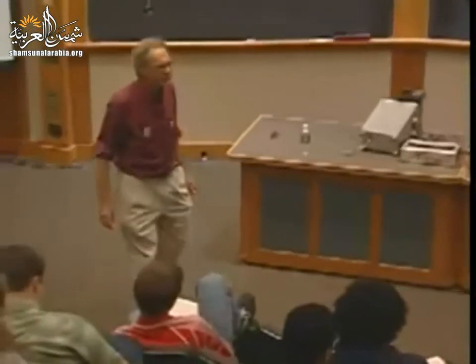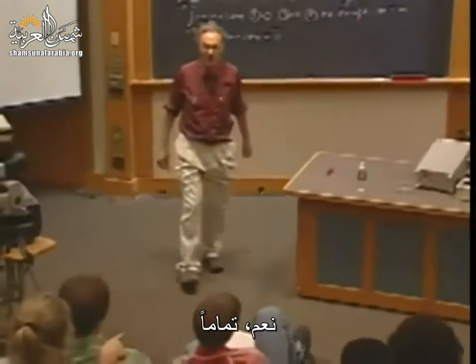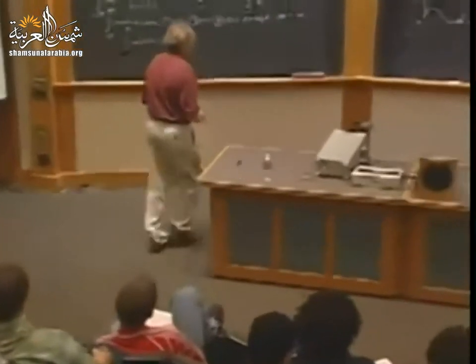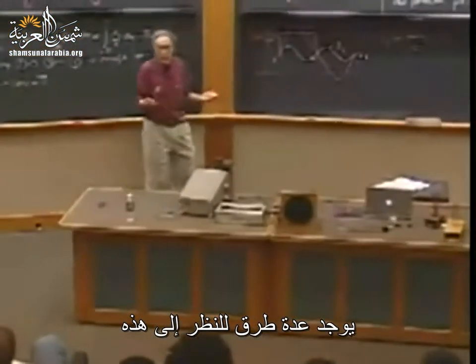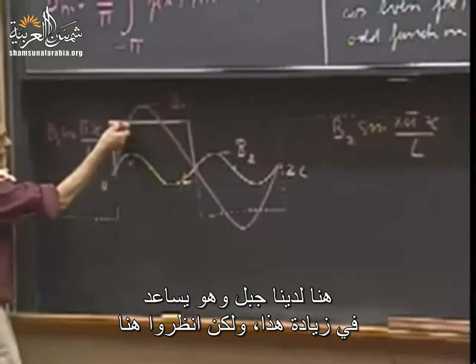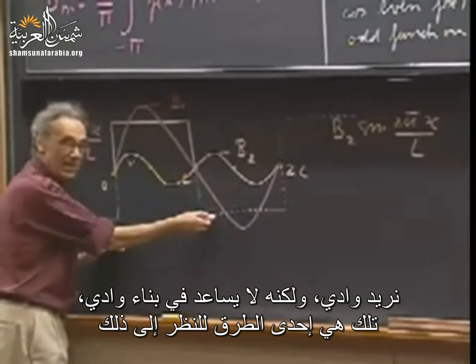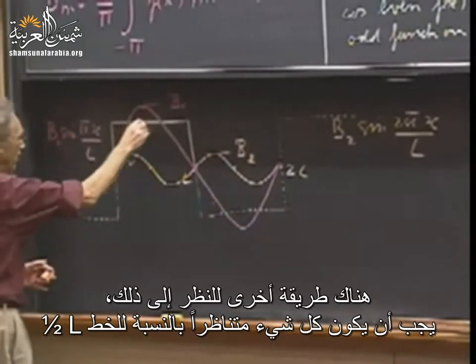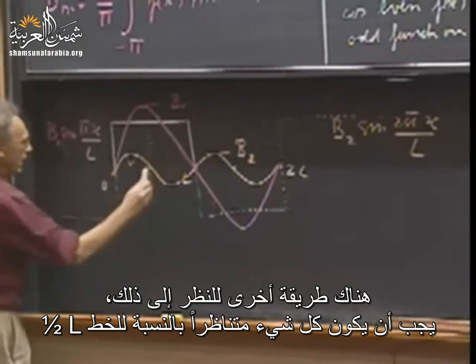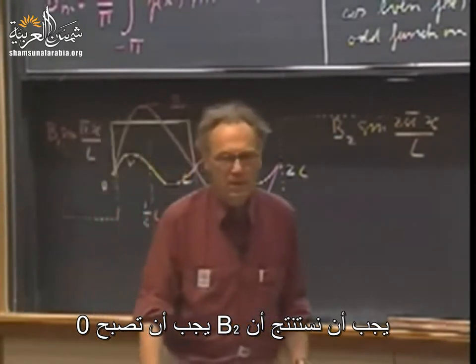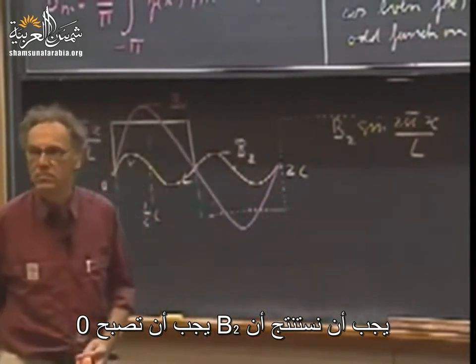Why? Exactly. There are various ways of looking at it. One is easy. Here you see a mountain that helps building this up. But look what you see here. You want a valley. And it's not adding to the valley. That's one way of looking at it. There's another way of looking at it to say, look, everything has to be symmetric about the line 1/2 L. If this builds up, it's got to build up there, and it's not doing that. So we must conclude that B2 must become 0.